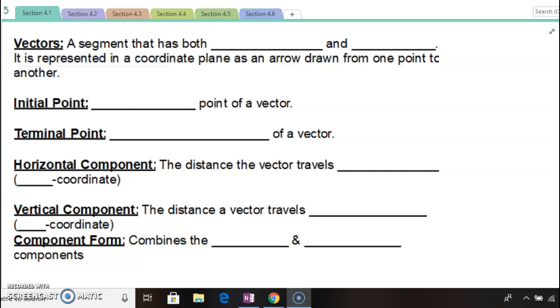Alright guys, let's start on Chapter 4, Section 1. Now Chapter 4 is all about transformations, so we're going to use a lot of coordinate grid type stuff. So if you have graph paper, you may want to start having it with you every day.